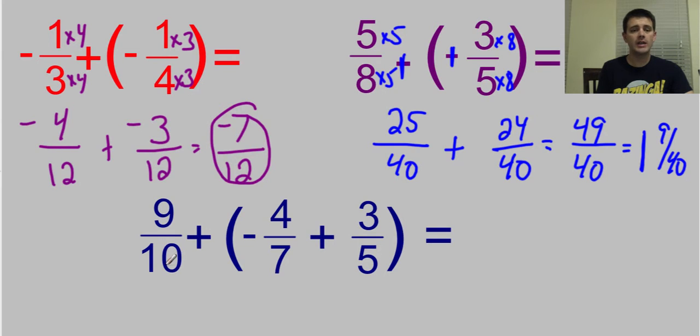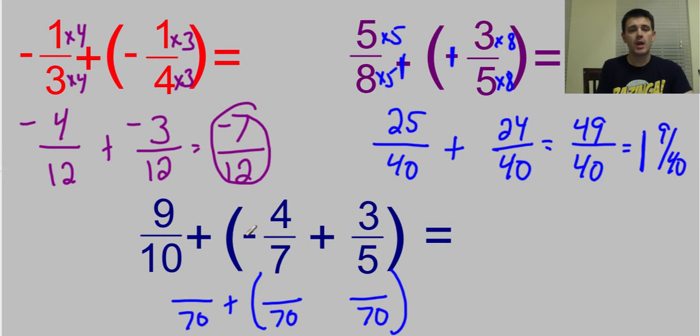I need to know what a 10, a 7, and a 5 can all turn into. Well, a 7 and a 5 can make a 35, but 10 doesn't work with that. 10 and 7 could both turn into a 70, and I can do the same thing with my 5. So I'm going to use a 70 as my common denominator. But it's good just to choose a common denominator that works for everything, so you don't have to come back and do things a couple times. The negative here is going to stay with that fraction, and now I'm ready to rewrite each of my numerators.